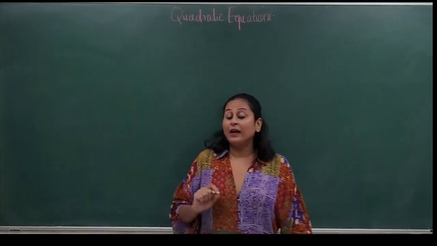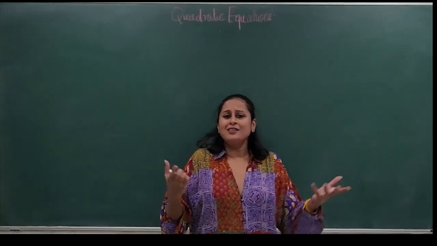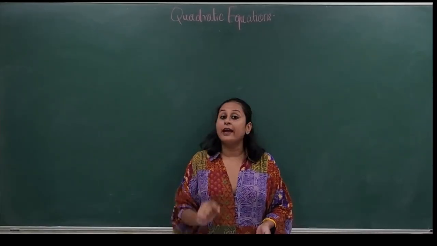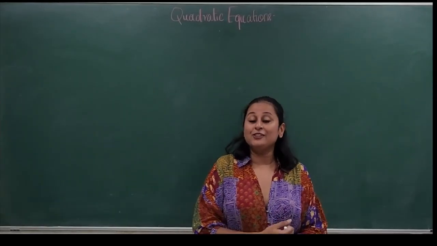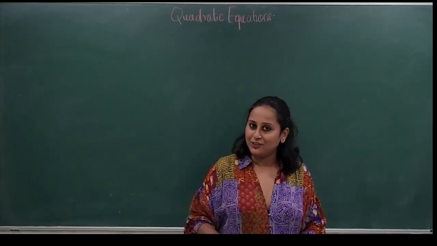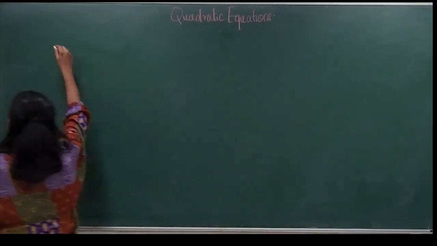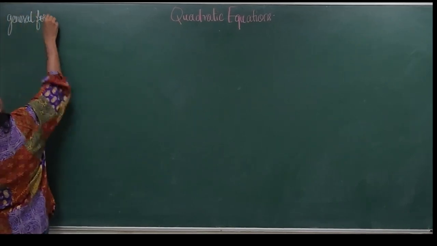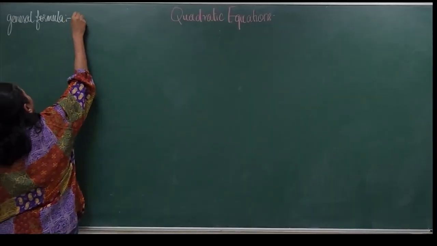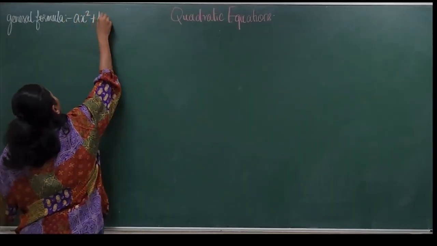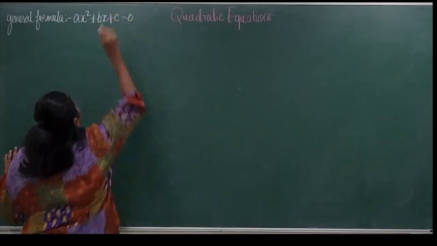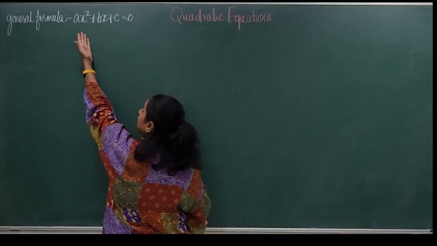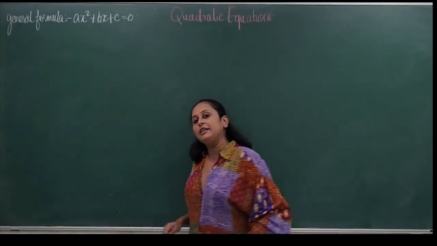So children, now we are going to look at some examples which are based on the discriminant formula that we have learned. But before that, let us try to see which kind of equations qualify as quadratic equations. Like I told you, the general equation of a quadratic equation is ax square plus bx plus c is equal to 0.